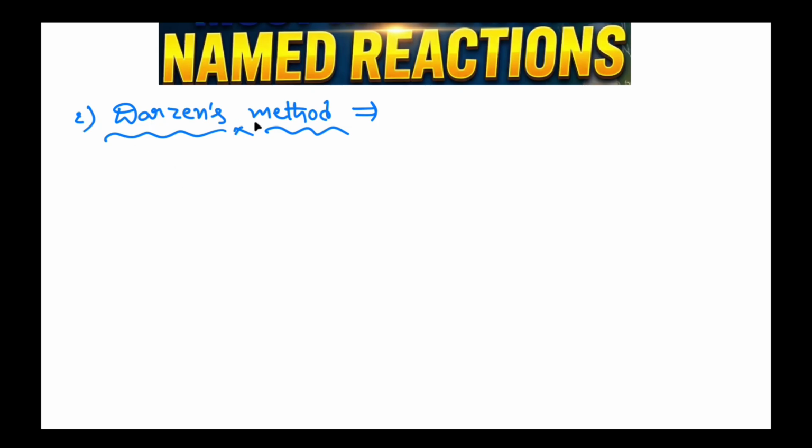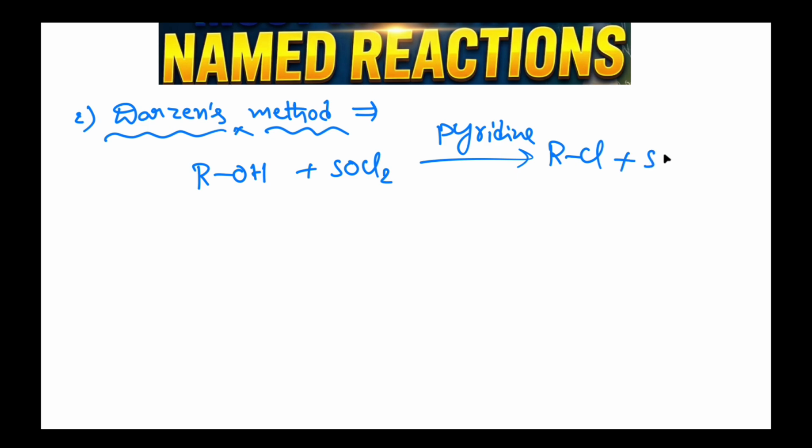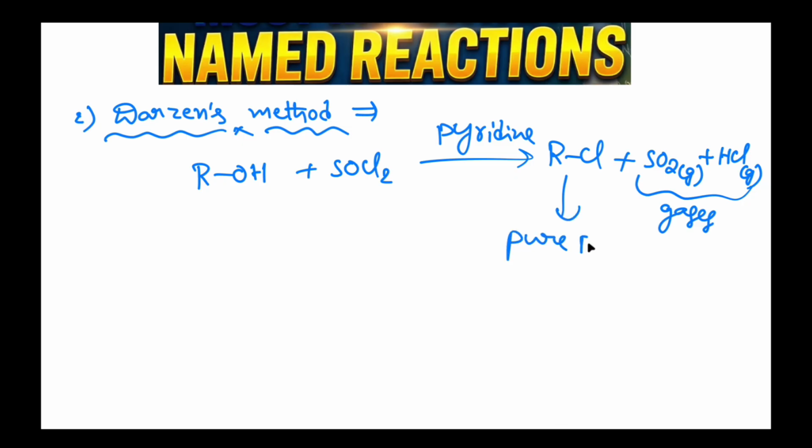The next reaction is Darzens method. In Darzens method, alcohol reacts with thionyl chloride in the presence of pyridine catalyst, and we get alkyl chloride and SO2 and HCl gases. The byproducts are easily escapable gases, so we get pure alkyl halide in this method. This is the best method to prepare alkyl chlorides.